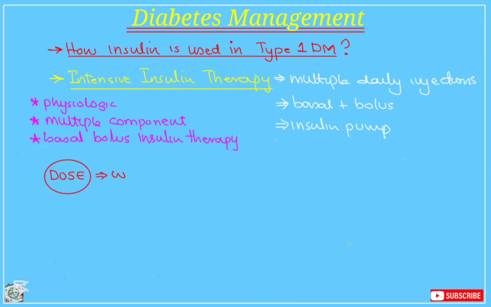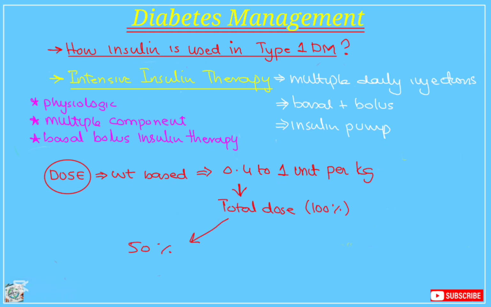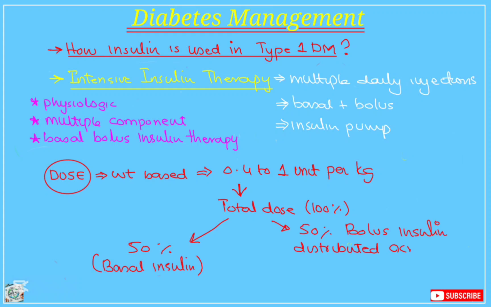Okay, so now how do we determine the insulin dose? When starting the insulin therapy in type 1 diabetes, we calculate the total daily insulin dose based on weight. The standard starting range is 0.4 to 1 units per kilogram of body weight. Once we have the total daily dose, half of which is given as basal insulin and the other half is divided as bolus insulin across meals. From here, insulin doses are titrated, adjusted based on the blood glucose monitoring.